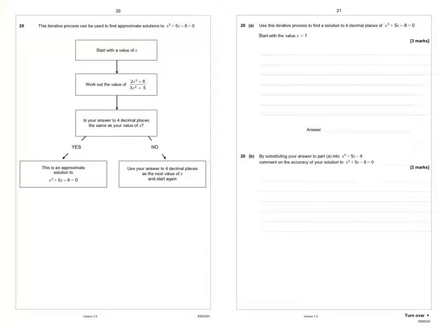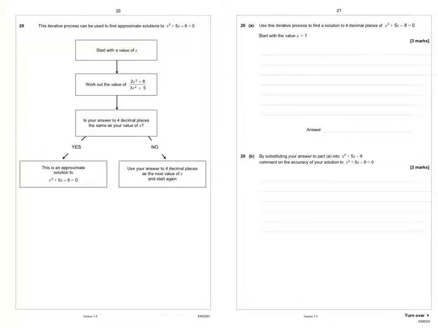So the answer that you got here, if you were to take that to 4 decimal places, is that the same as your value for x that you actually substituted in here? If the answer is yes, this is an approximate solution to this equation. If the answer is no, use your answer to 4 decimal places. So use your answer from this to 4 decimal places as the next value of x and start again.